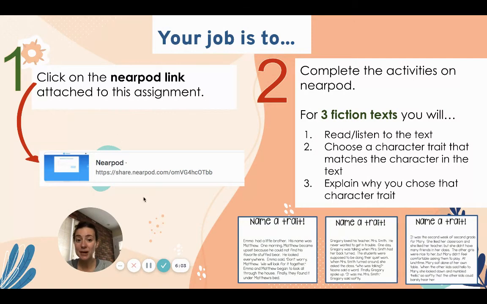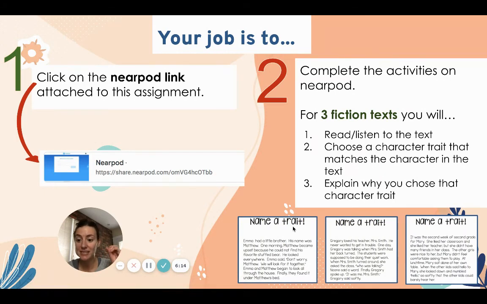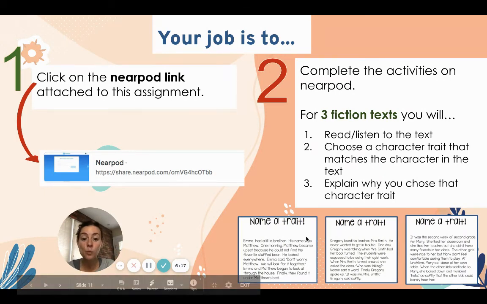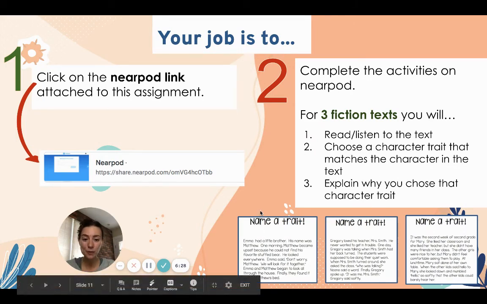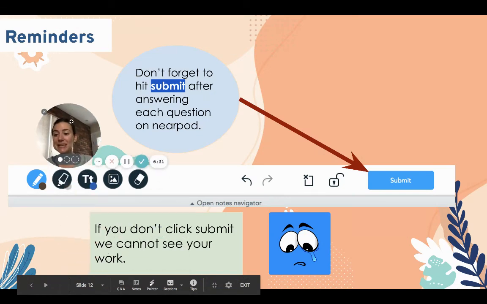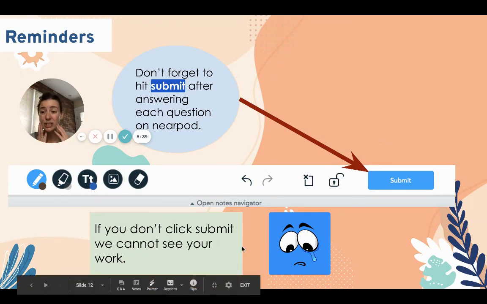You're going to click on that Nearpod link and you're going to read or listen to those 3 short character trait texts, those fiction texts. You're going to choose a character trait that matches the character and you're going to explain why you chose that character trait. Remember to pay attention to what the character says and does, how they react to challenges or problems, and how they treat others. That's going to help you. Please do not forget to hit submit after answering each question. If you don't click submit, we can't see your work. That's so sad. Okay, we want to see the work you're doing.